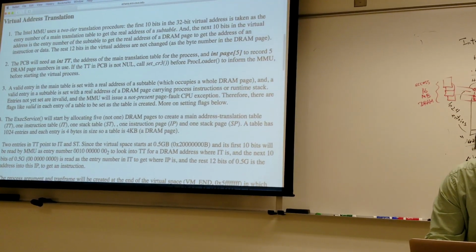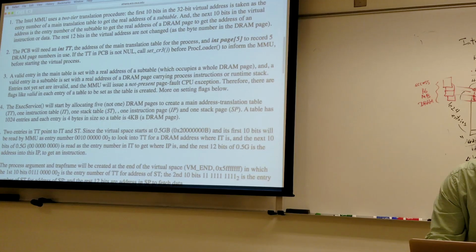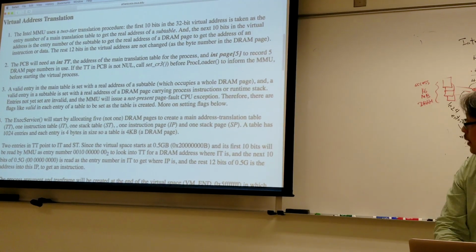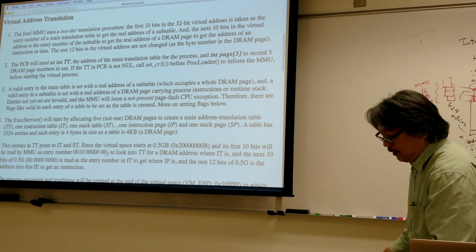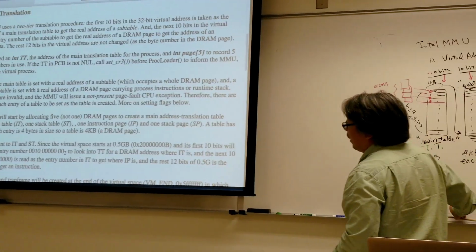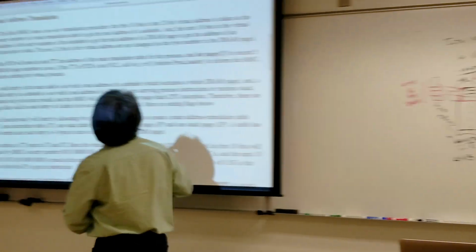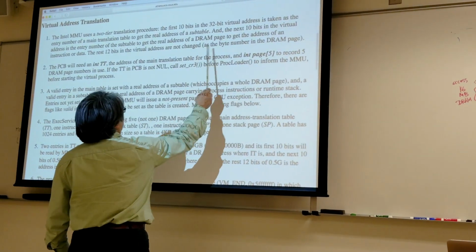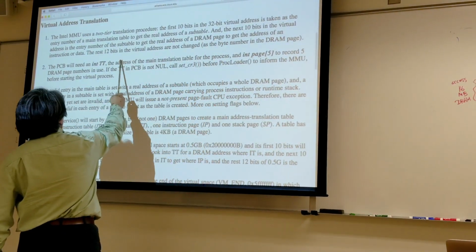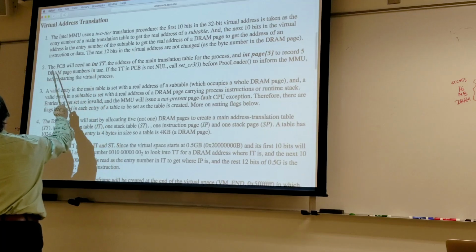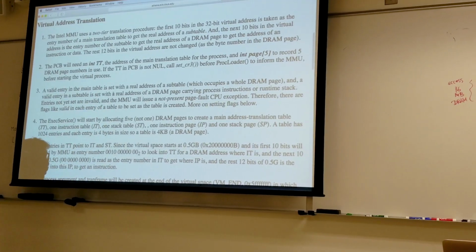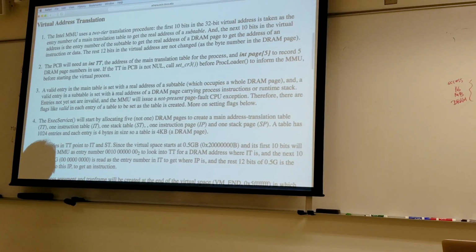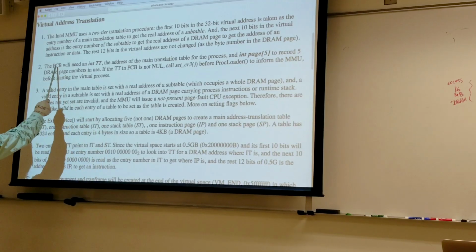There's a reading comprehension here. Okay, two-tier translation, looks like that. And then, all right. So first 10, second 10, and the last 12 bits into the DRAM pages. So basically it's a page number mapping, a 20-bit mapping to a different DRAM page, the first 20 bits.